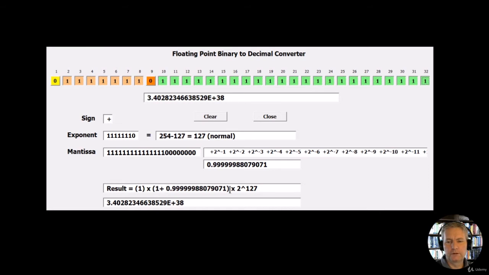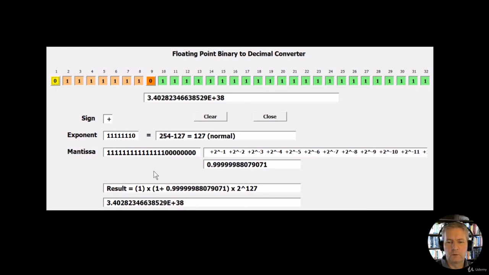So it's 1 plus the mantissa value. We multiply that by 2 to the 127, and we've also got our result here for our sign, so it's a positive number. If we had to make that 1, it would become a negative number. So we've now got the largest possible number that we can generate, and this is the number here.